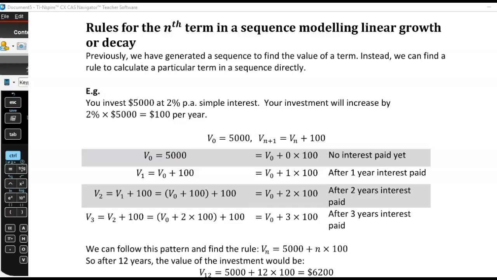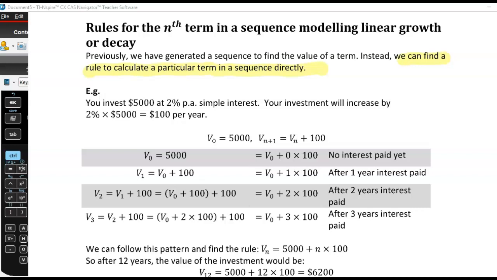Okay, so today I'd like to talk about the rules for finding the nth term in a sequence modeling linear growth or decay. So this is where we are wanting to find the rule that will help us calculate a particular term directly. So previously we've been using recursion and going through step by step by step each time. Now we're going to use a rule.